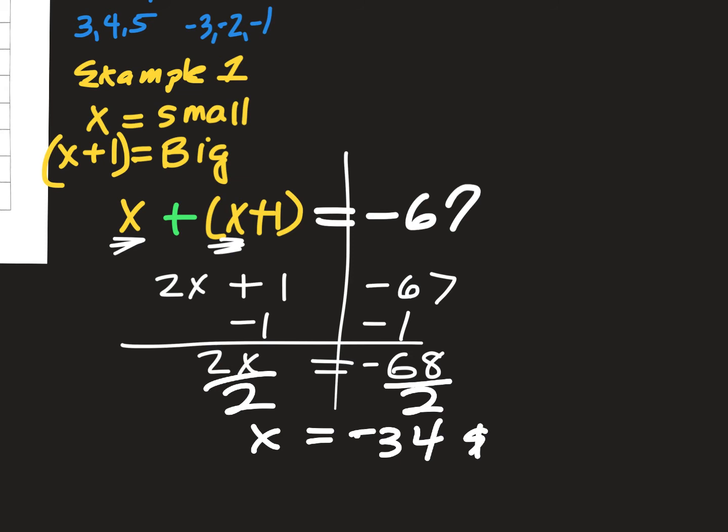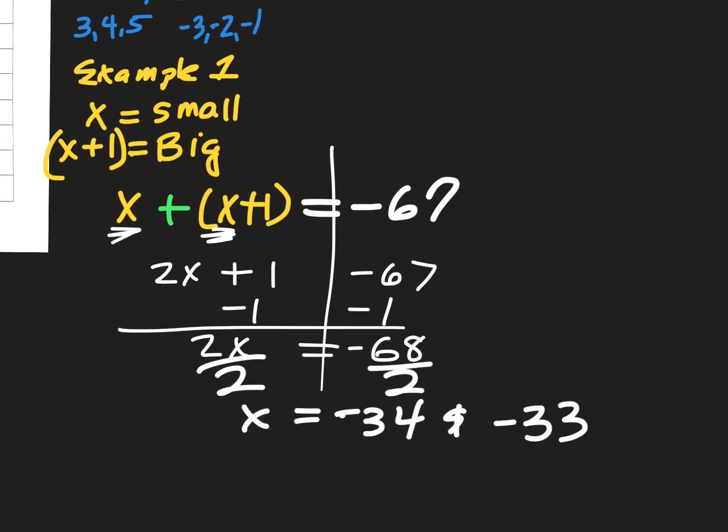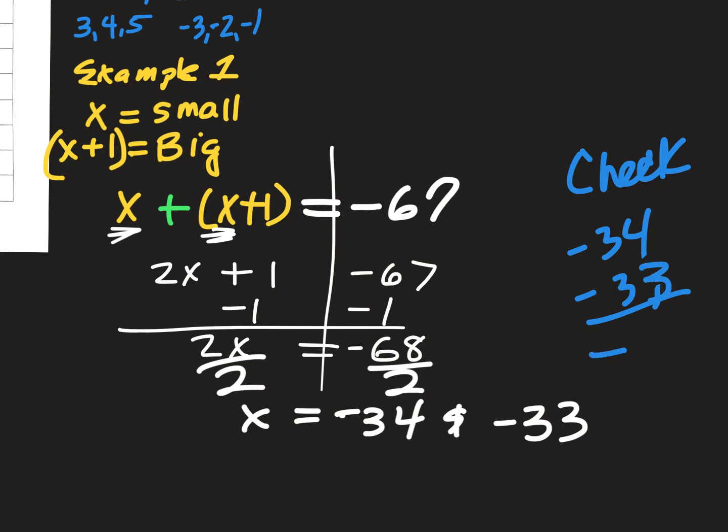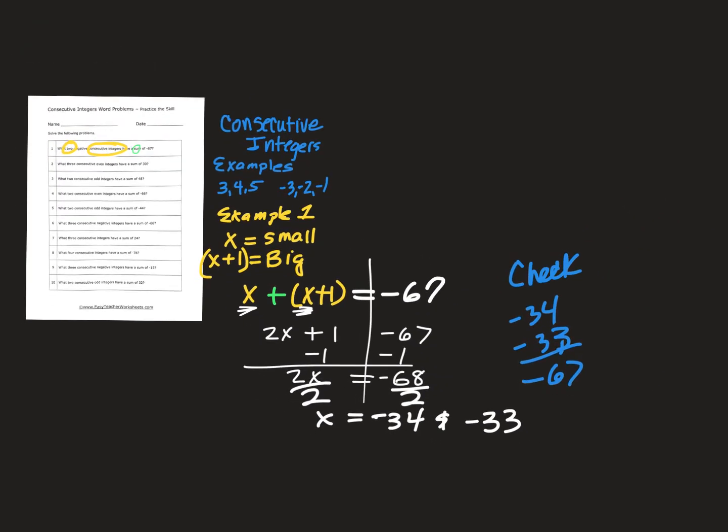So those two numbers are negative 34 and negative 33. And the most important part, you can check yourself and make sure you did it right. Because what's negative 34 plus negative 33? Oh, oops, it would help if I wrote down the right number. That is negative 67, which is what the problem said we wanted them to add up to. Okay? So that's where you check them.